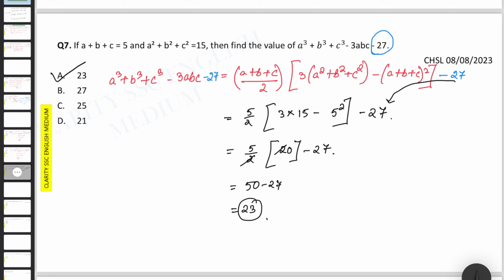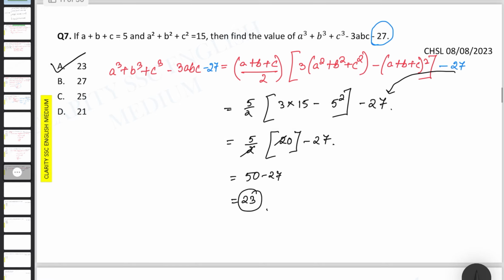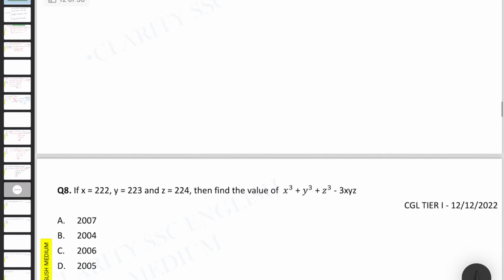You need to be very thorough with these 4 formulas. Only then will you be able to solve this type of question. Let's move on to the next question.